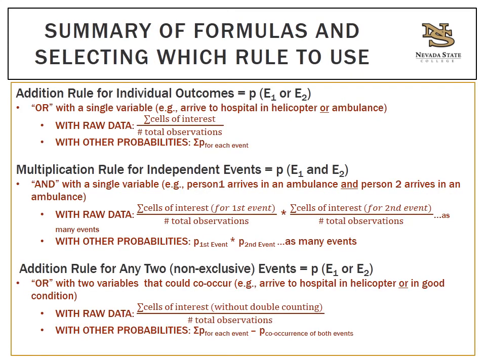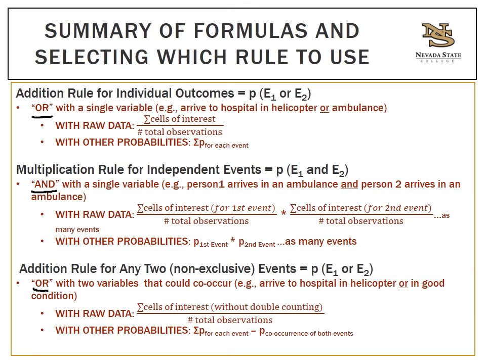So here's your summary of the formulas and selecting which rule to use. If you see "or," you know you're working with an addition rule. Here's another "or," there's another addition rule. If you see "and," you're working with a multiplication rule. Now, if you see "or" and you're just looking at a single variable, so 2 or 3 different methods of arrival, or different conditions, or different sexes, or different things within a single categorization, single variable, you're doing the addition rule for individual outcomes.